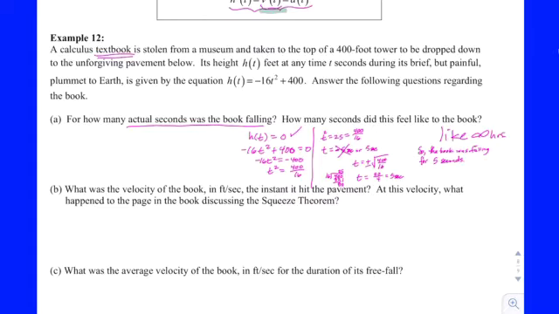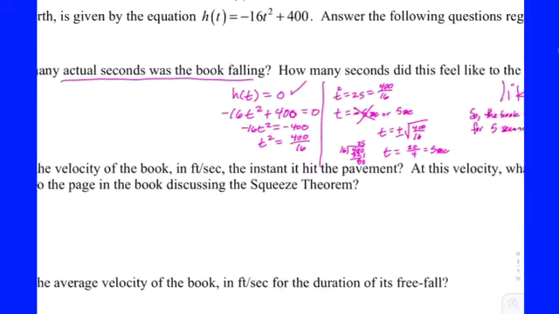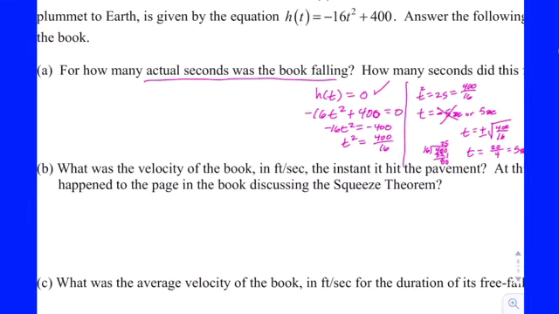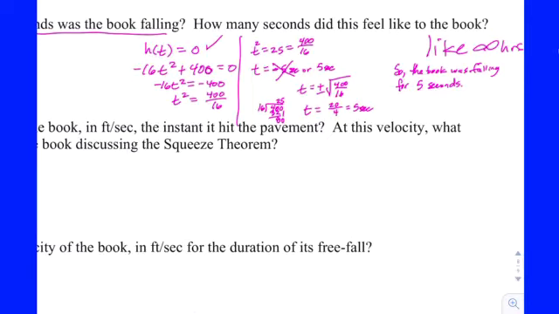All right, we need to go on to part B, because I'm squandering time. What was the velocity of the book in feet per second the instant it hit the pavement? All right, is that average rate of change or instantaneous rate of change? That's instantaneous. How do we know? At the instant it hit the pavement.